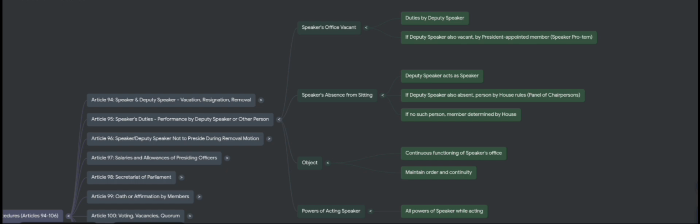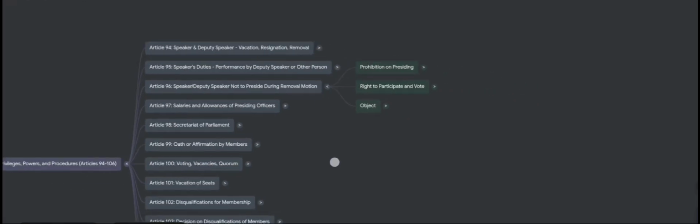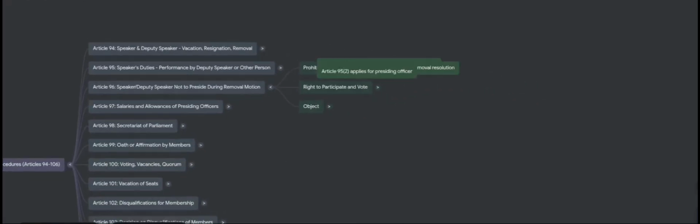Now let's explore Article 96, which is all about fair play and natural justice, particularly when the presiding officers themselves are under scrutiny. If there's a resolution to remove the speaker, they can't be sitting in the chair presiding over that debate, right? That seems like basic fairness.